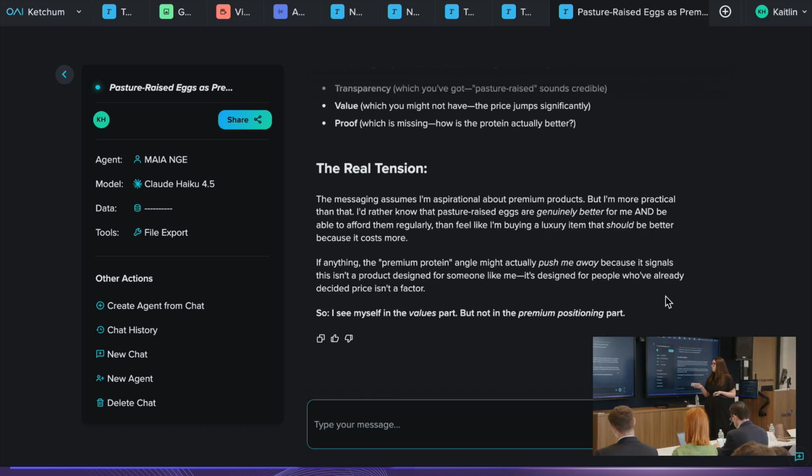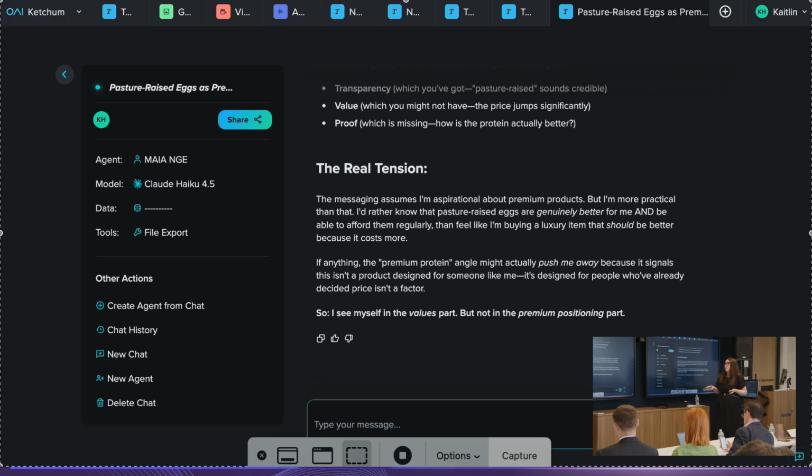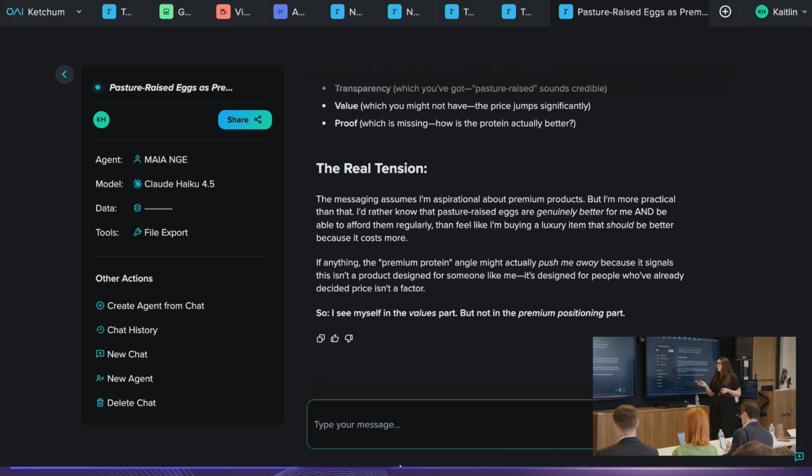And she gives us a real tension as well. If anything, the premium protein angle might push me away, because it sounds like it's not a product for me. It's for people who've already decided that price isn't a factor, that the cost is worth it, someone who's perhaps already convinced. So obviously we need to work on our messaging and our positioning.